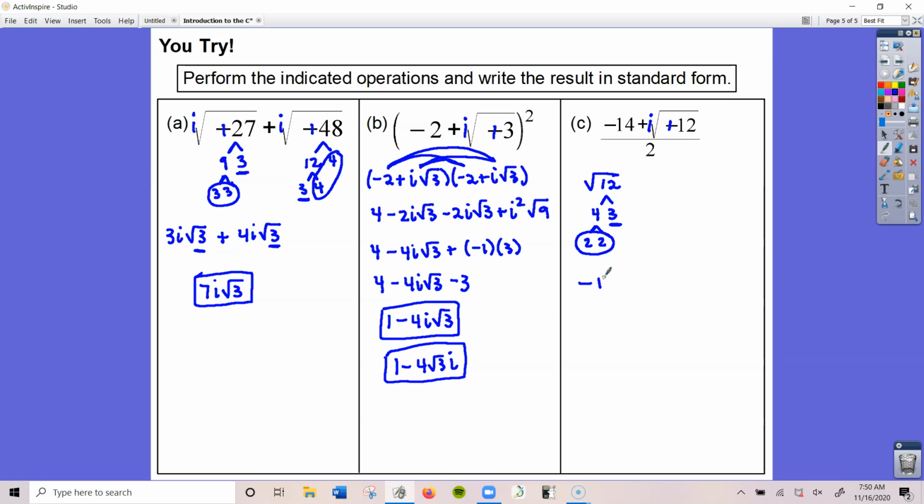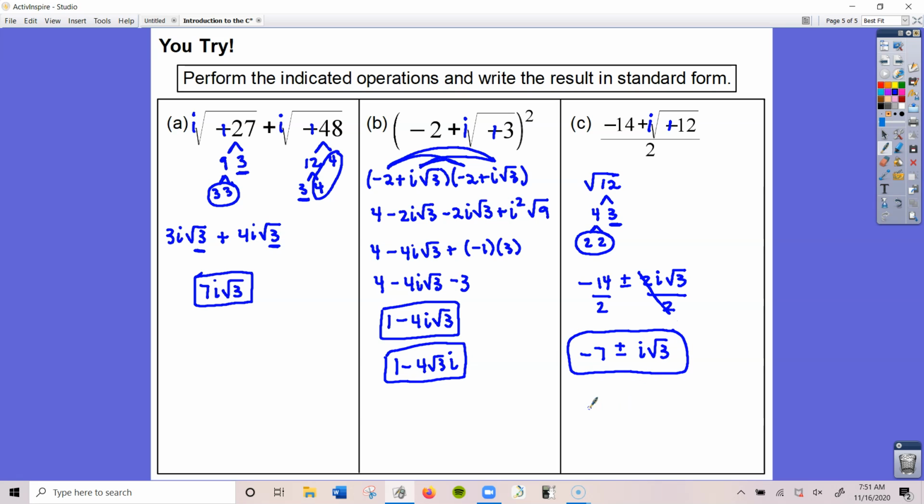So now I'm going to rewrite this. So we have this negative 14 plus or minus 2i square root 3, and everything is over 2. So I'm going to put negative 14 over 2 and 2i square root 3 over 2. And now I can see if I can simplify this even better. Negative 14 divided by 2 is negative 7 plus or minus. Now here we have 2i square root 3 divided by 2. The 2s here would cancel, and so that leaves me with i square root 3. And this would be my final answer.